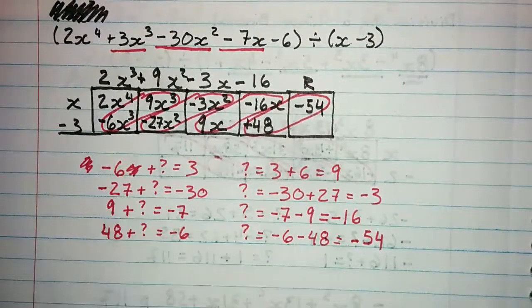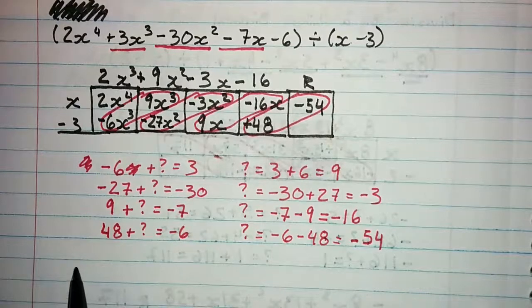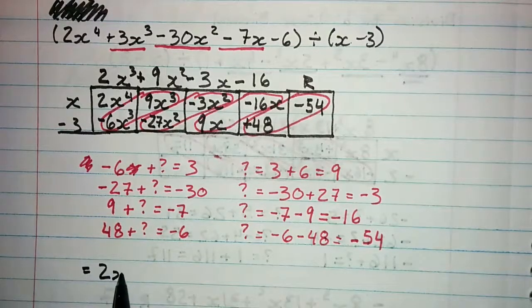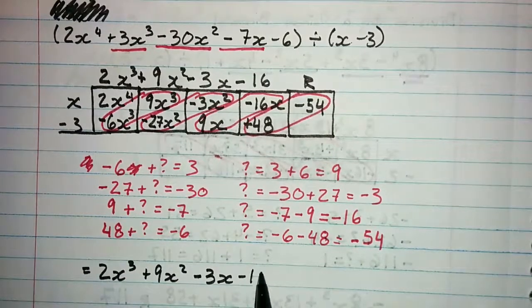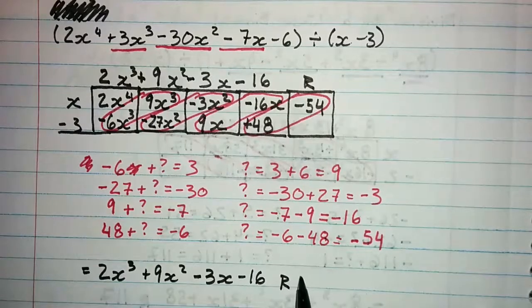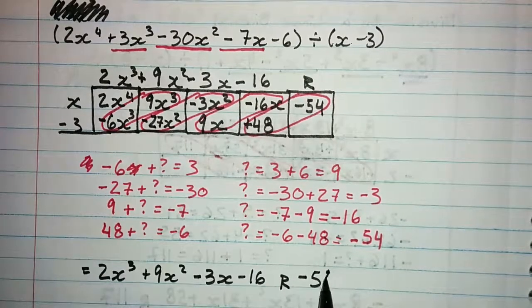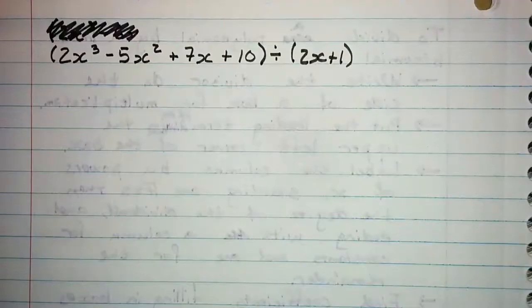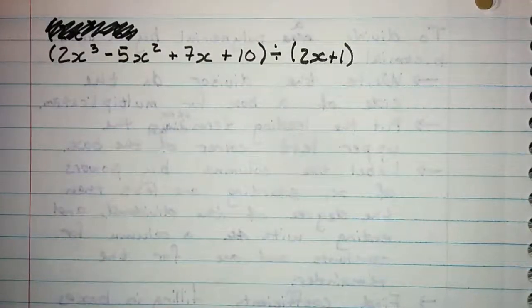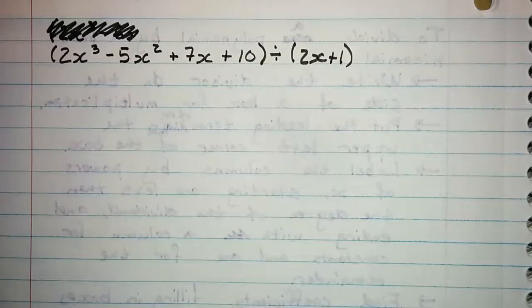What do I get for my answer? I get 2x cubed plus 9x squared minus 3x minus 16, remainder negative 54. I'm going to give you one of these to try now. Work this division problem. Pause the video and try this now.